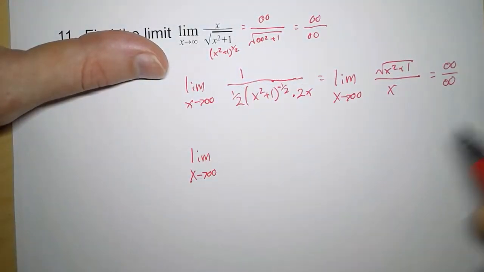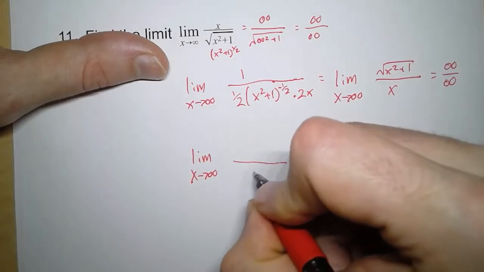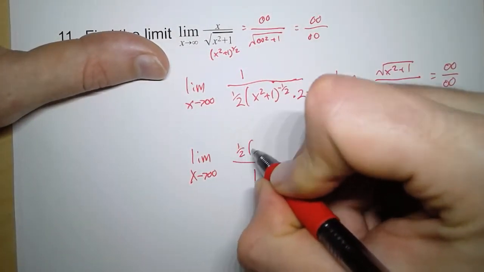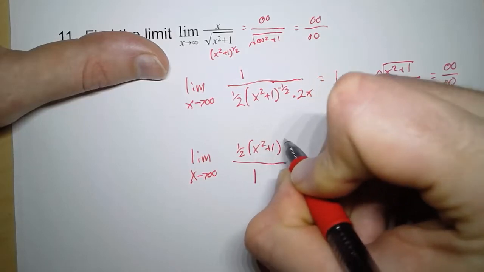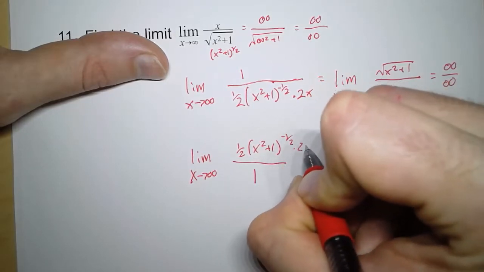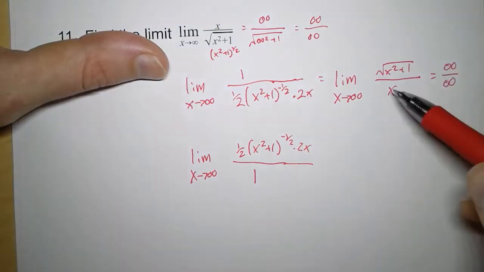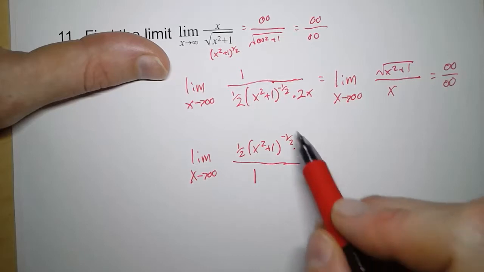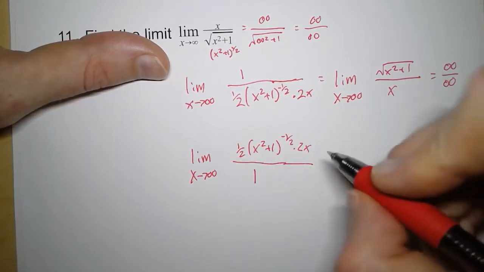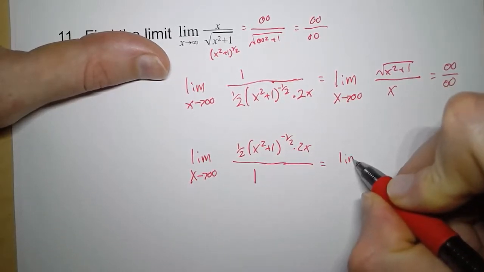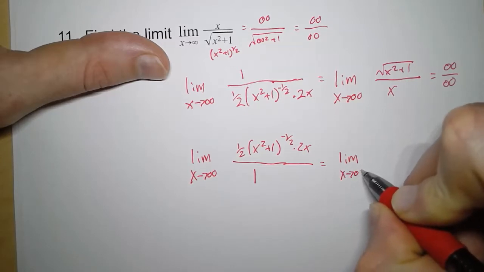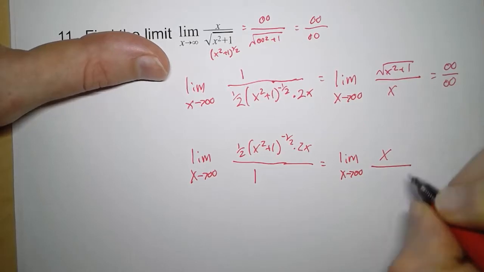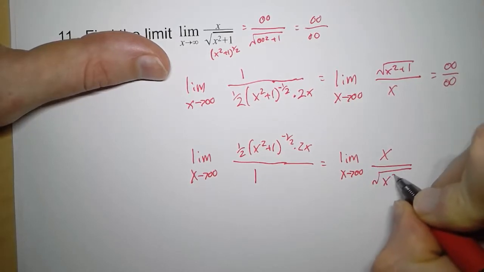Now here, the bottom is going to have a value of 1. The top, we're going to have 1/2 times x squared plus 1 to the negative 1/2 times 2x. Because again, it's essentially the same expression as what we had up here. But now, this expression with the negative exponent is going to go down. And if we write that, the 1/2 times the 2x that stays up top is going to be x over the square root of x squared plus 1.